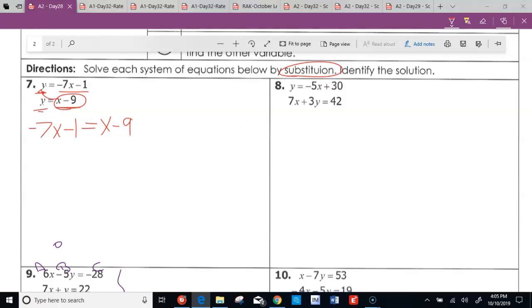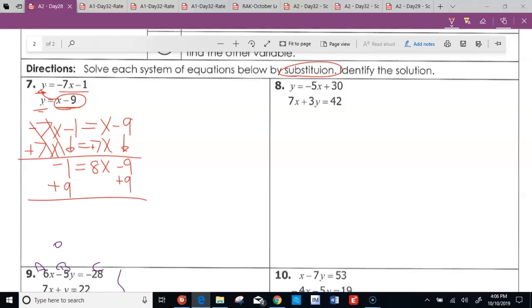When I do this, I'm going to go ahead now and combine my like terms. I'm going to go ahead and bring my x's from the left side to the right side. I'll do that by first adding 7 x's to both sides. When I do that, these cancel out. I get a negative 1 on the left that remains. I get x plus 7x, which is 8x, and then this minus 9 falls down. Now I need to get my x alone, isolated. To do that, I'm going to go ahead and add 9 to both sides to combine my like terms some more. Negative 1 plus 9 is a positive 8.